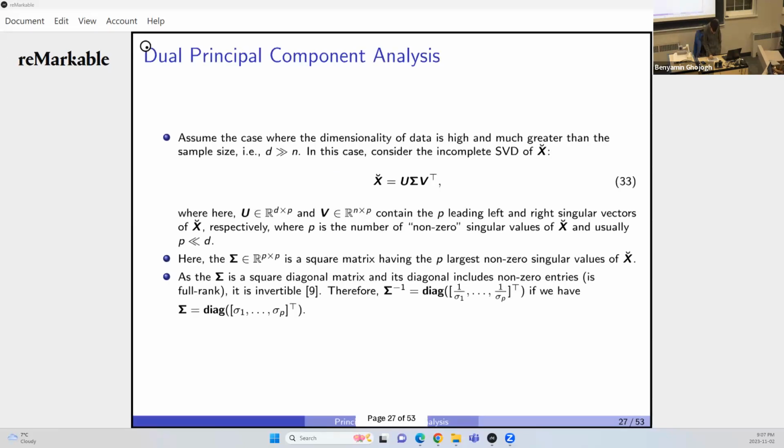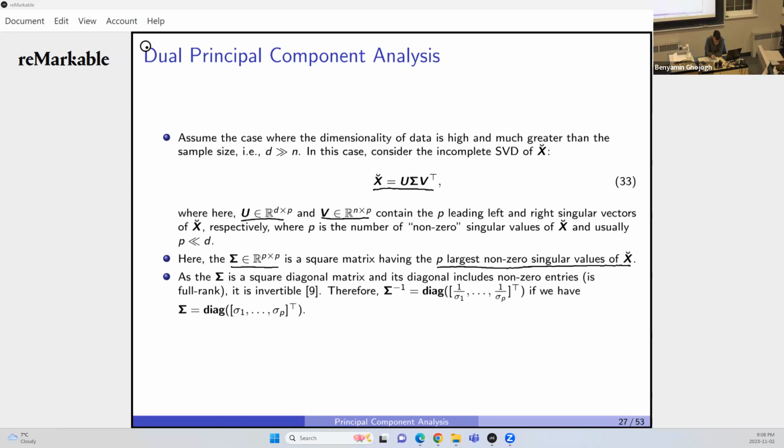Consider again singular value decomposition of X breve, which is U sigma V transpose, right? Here, U are the left singular vectors, V are the right singular vectors, and sigma is P by P, a square matrix having the P largest non-zero singular values.